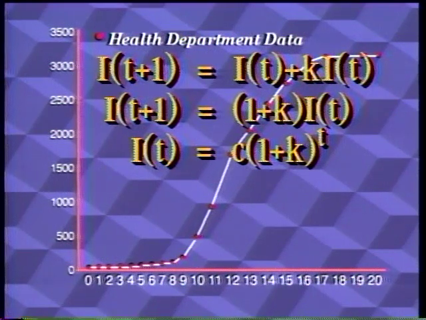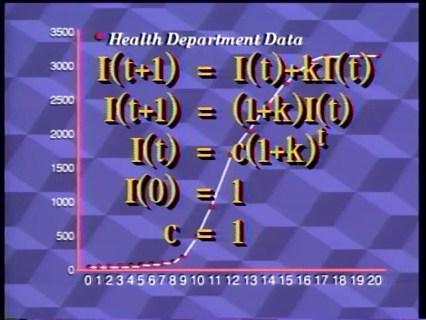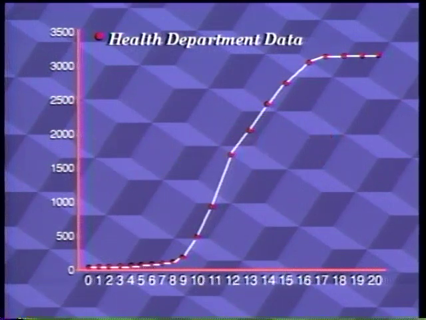I of t, the number of infecteds at time t, is equal to some arbitrary constant, c, times the quantity 1 plus k to the t. Furthermore, if our epidemic begins with one infected person, then I at time 0 is 1, so c is equal to 1. Putting it all together, we get that I of t equals 1 plus k raised to the power of t. Let's look again at our early data.